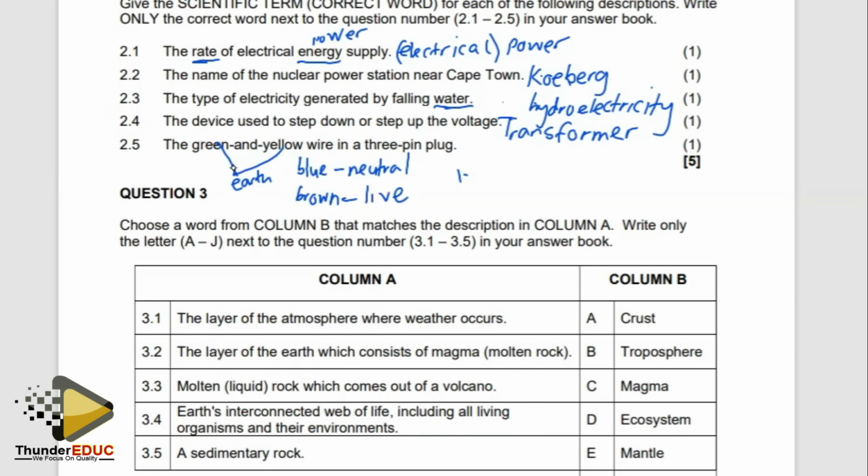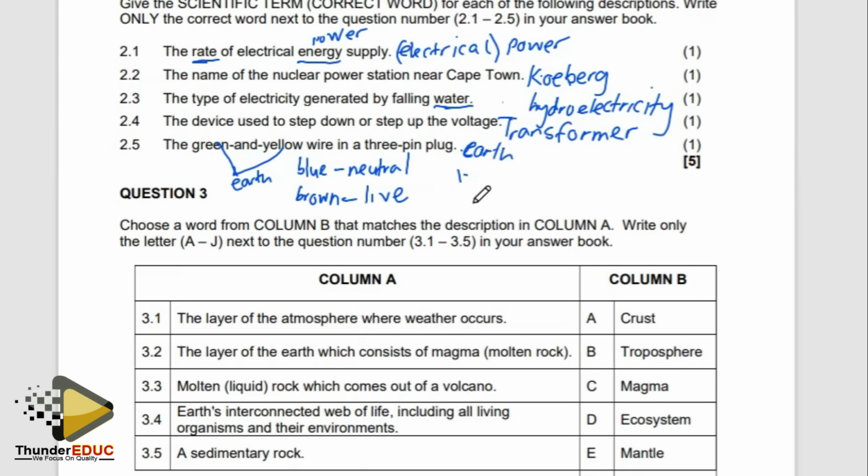Live wire. So now a green and yellow wire in the 3-pin plug. Our answer now becomes F. That's an F wire. One mark for that one.